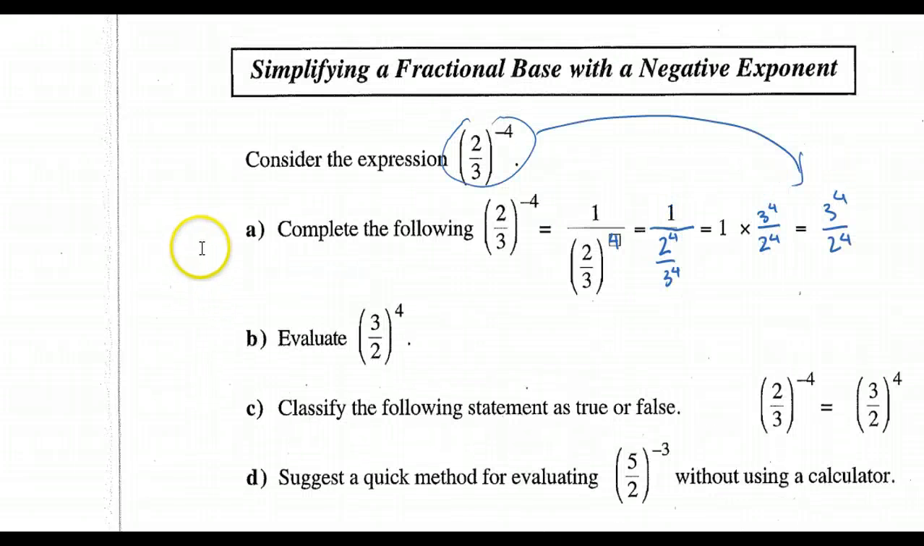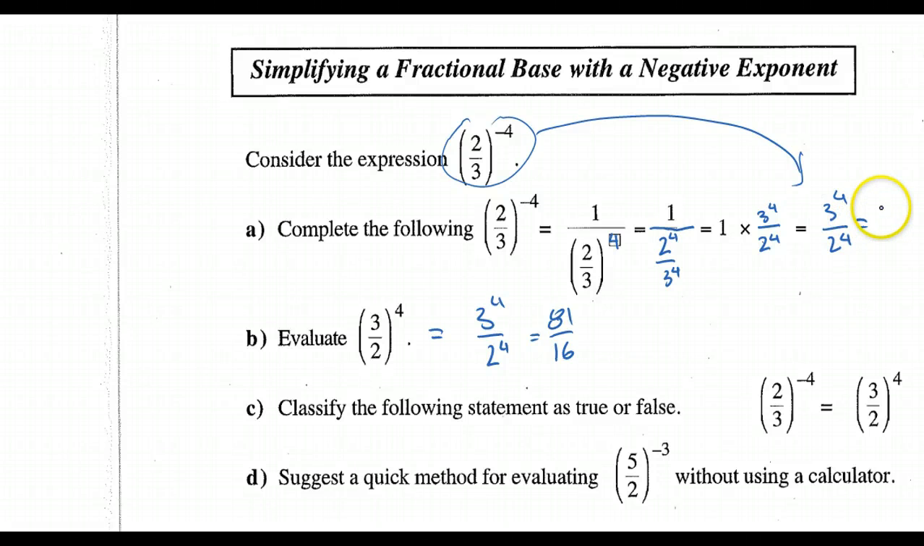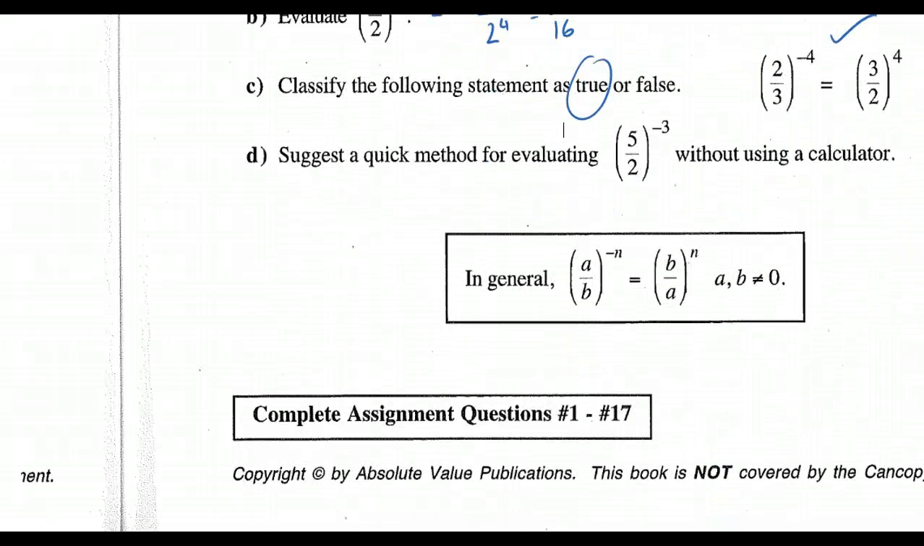So 3 to the 4 over 2 to the 4 is fairly easy, and that simplifies to, I believe, 81 over 16. So classify the following statement as true or false. Let me get an answer for here. That becomes 81 over 16. Well, definitely true. If they're both 81 over 16, then they're both equal.